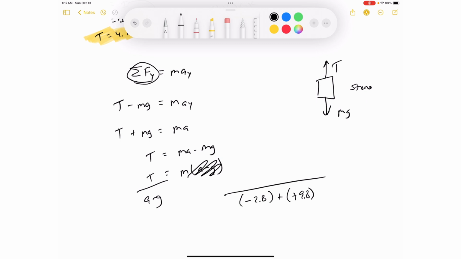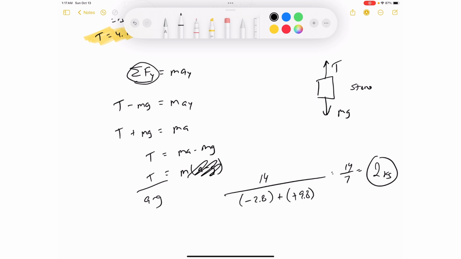And then the tension, we already had the tension, and the tension was about 14, roughly 14 newtons. And that's positive, because it's going up from the stone's perspective. So you effectively have 14 on the top, and then plus 9.8 and then minus 2.8, and you end up with roughly positive 7. And so 14 over 7 is 2 kilograms. So that is the mass of the stone.